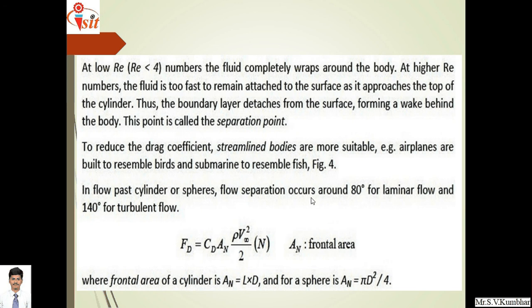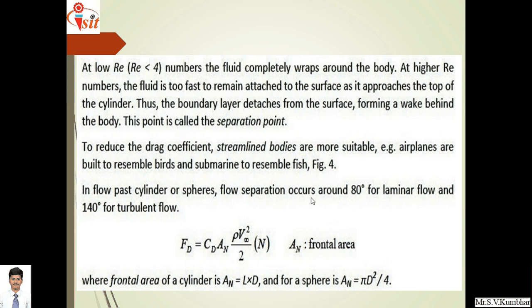To reduce the drag coefficient, streamline bodies are more suitable. For example, aeroplanes are streamline bodies. Submarine is aerodynamic in shape. Fish shape is also aerodynamic shape. And high speed objects are all aerodynamic in shape.